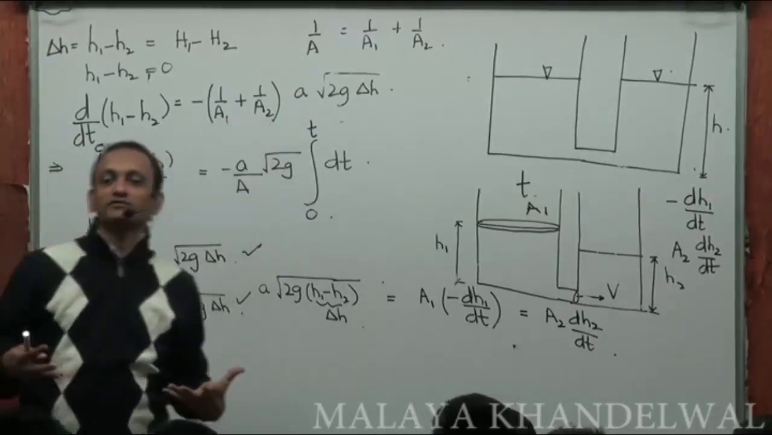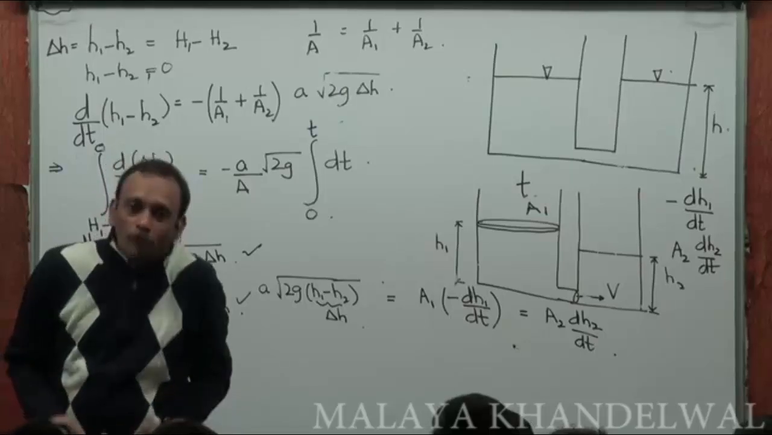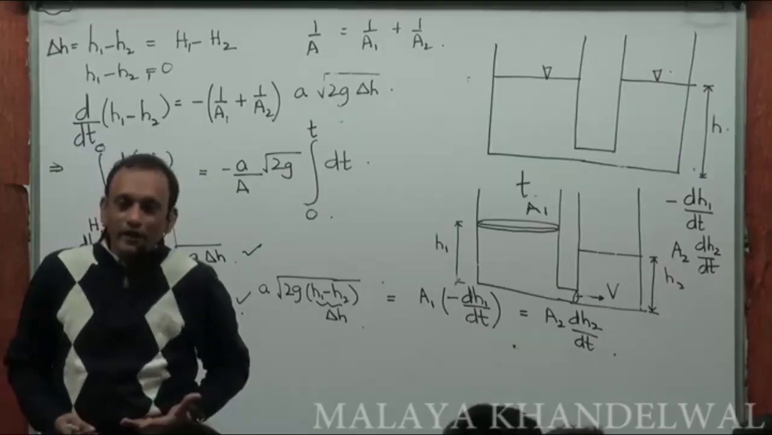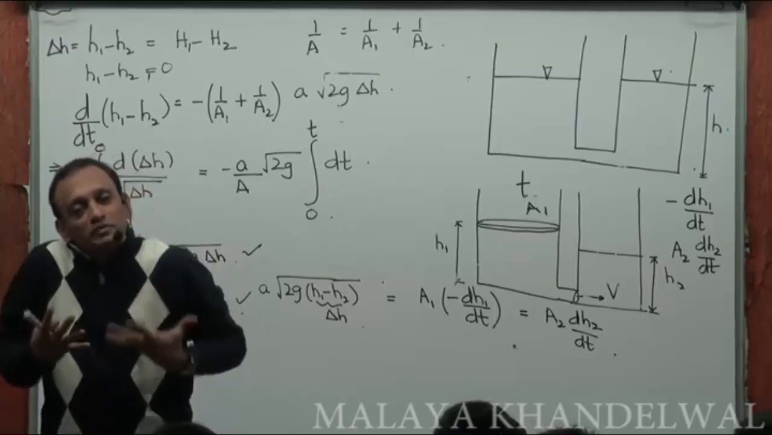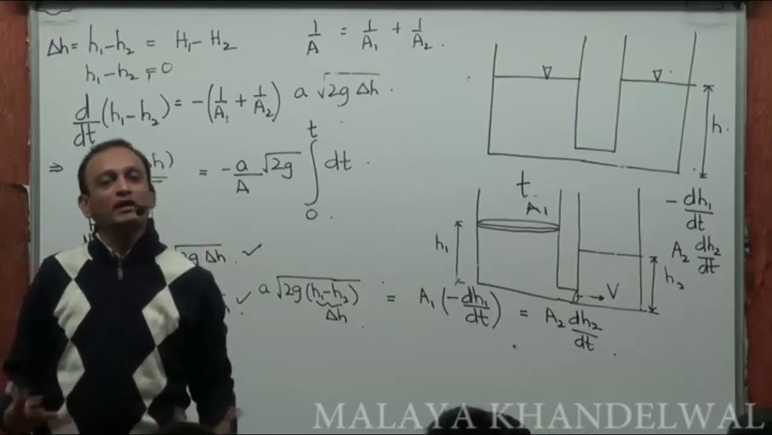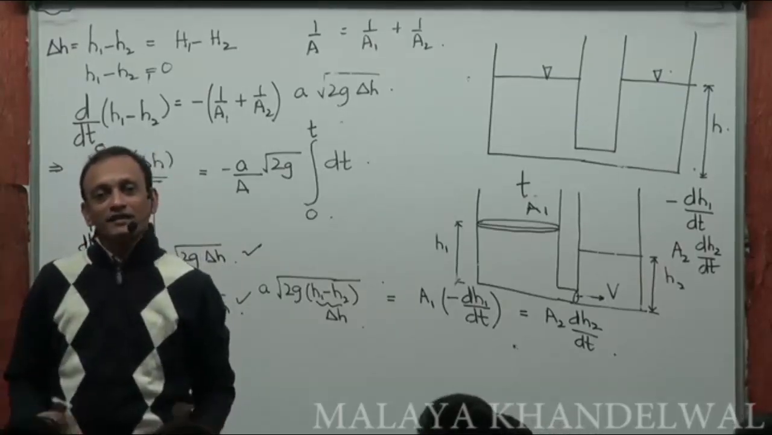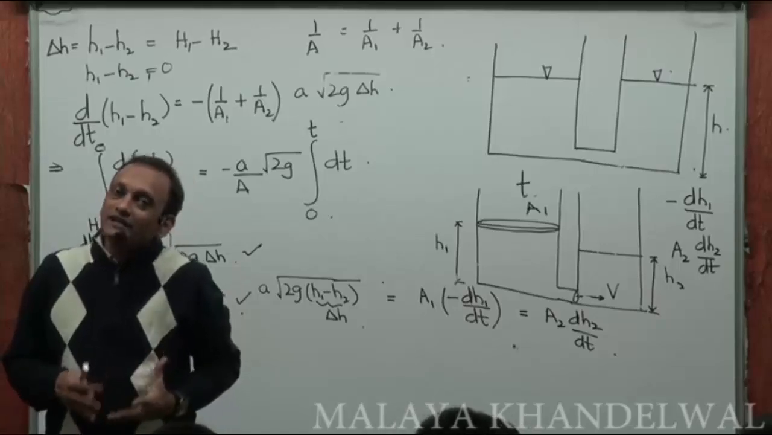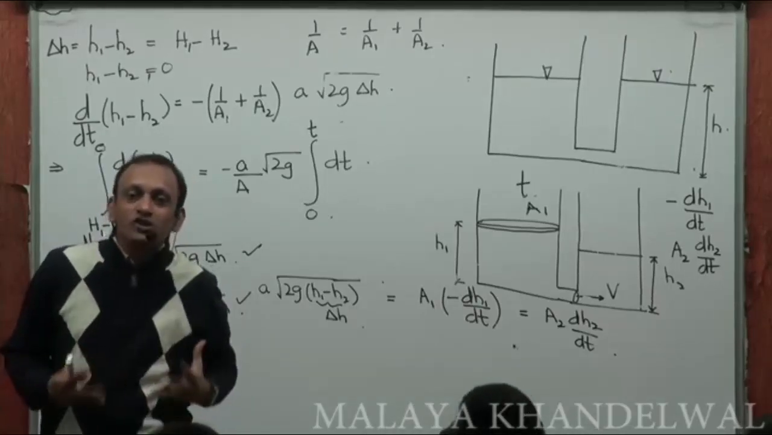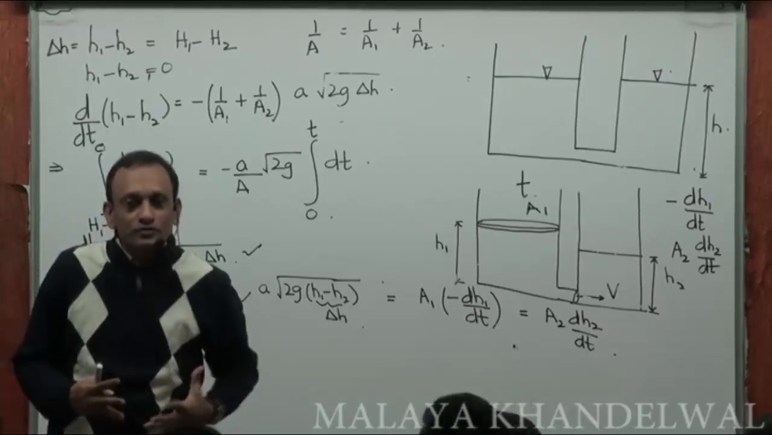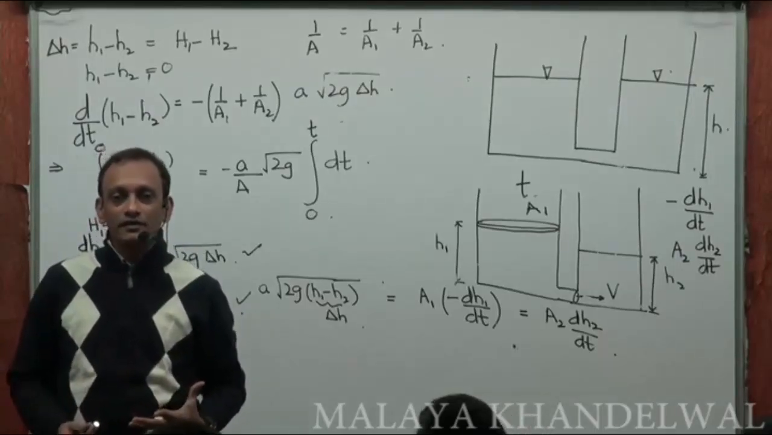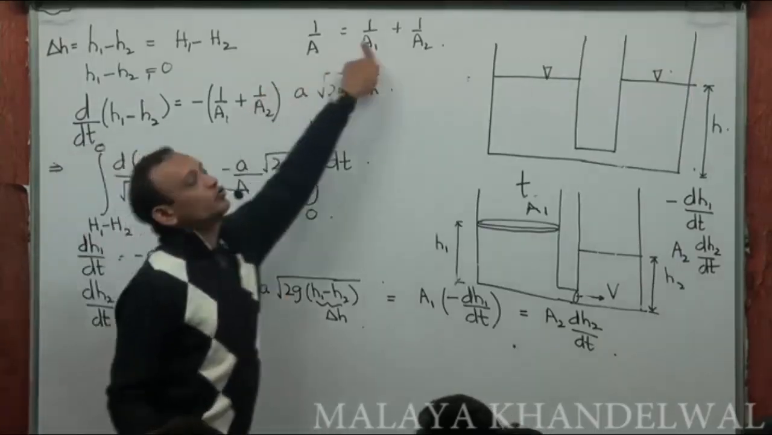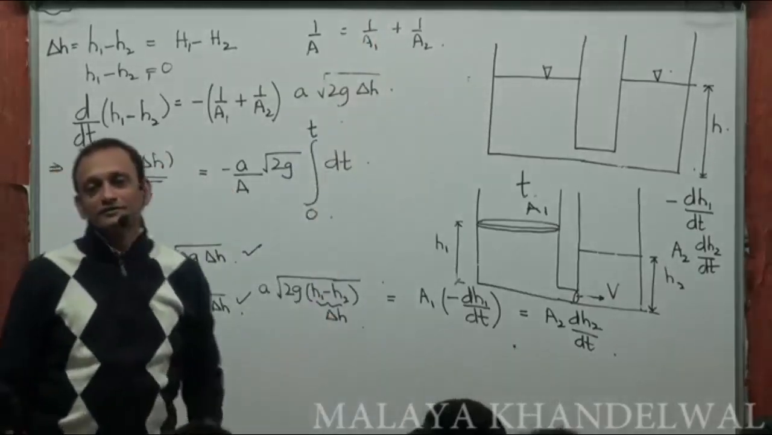That's my choice here. I call 1 by a1 plus 1 by a2 as 1 by a. Can you prevent me from doing this? It's almost a fundamental right that I have in mathematics and sciences. Can I not call anything as anything else as long as it's not blasphemous? A is a1 a2 by a1 plus a2.